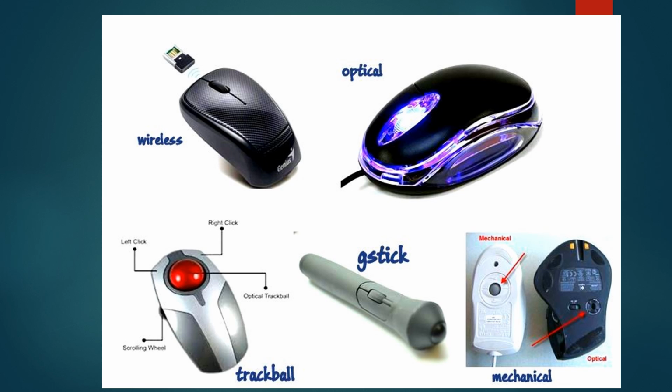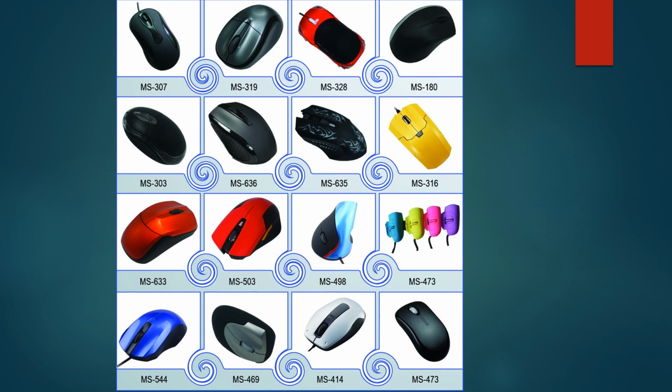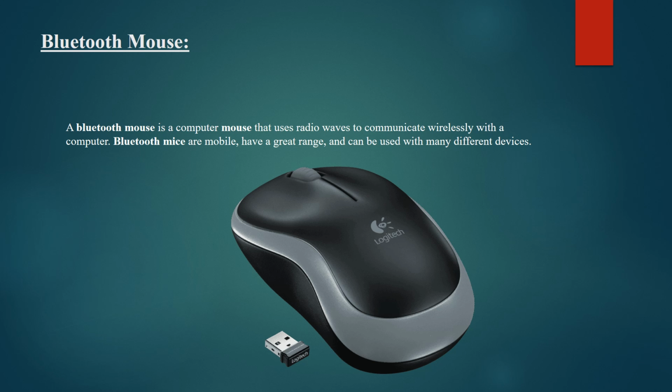From this view, we can get some concept of the mouse in our mind. Starting from the Bluetooth mouse, it is also known as a roaming mouse. A Bluetooth mouse is a computer mouse that uses radio waves to communicate wirelessly with the computer.